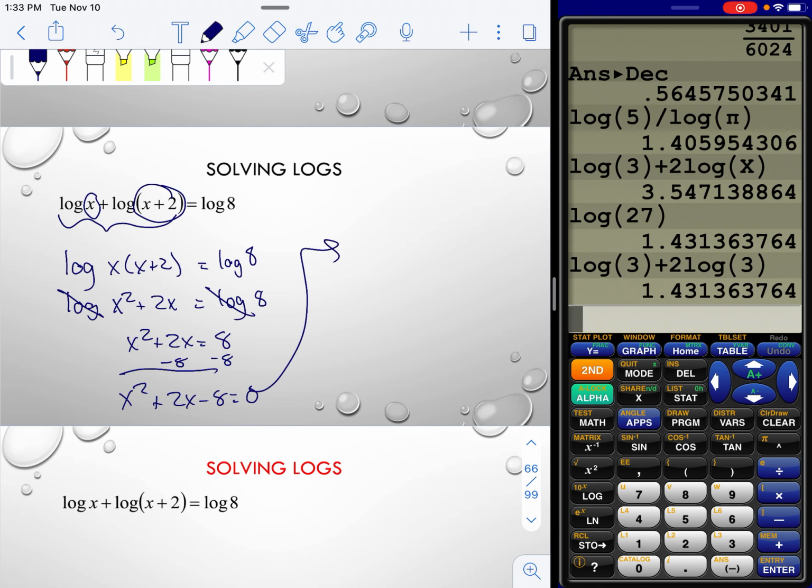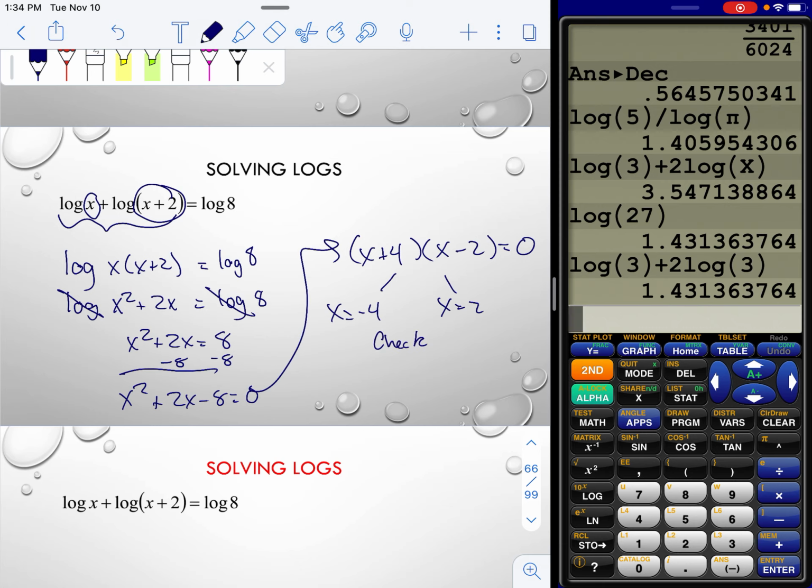All right, and then I can factor it. So x squared plus 2x minus 8, what multiplies to negative 8 and adds to 2? That is a positive 4 and a negative 2. Zero product property gives us negative 4 and positive 2. Okay, so as always, we need to check our solutions.